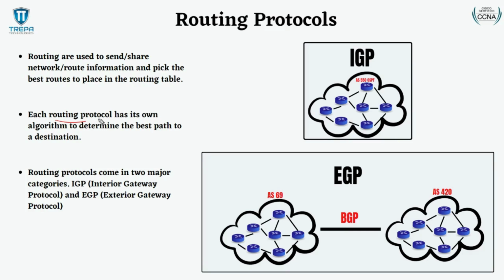Routing protocols come in two major categories: IGP and EGP. IGP, which stands for Interior Gateway Protocols, is for routing networks within an autonomous system. What do we mean by that? An IGP is typically used when you need to share networks within your own organization or your own domain.